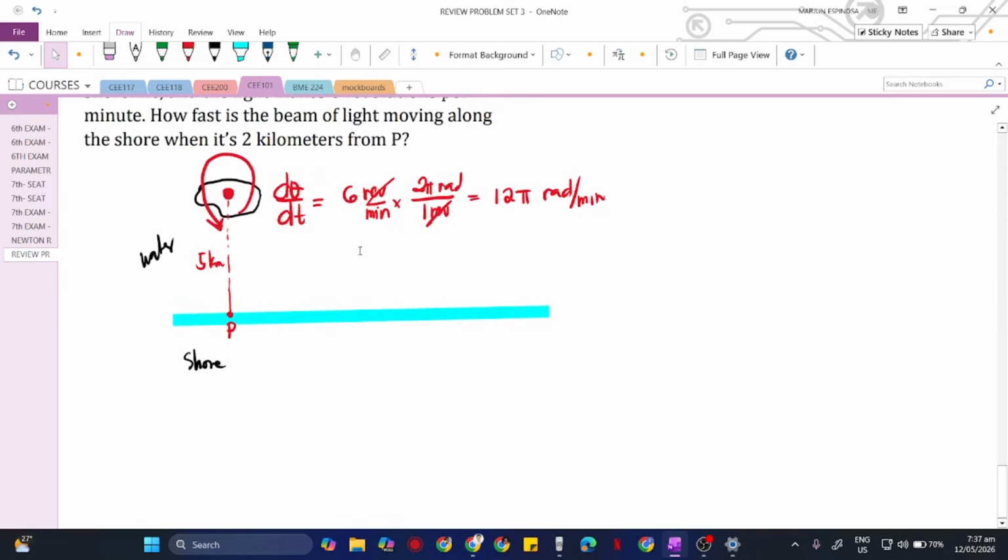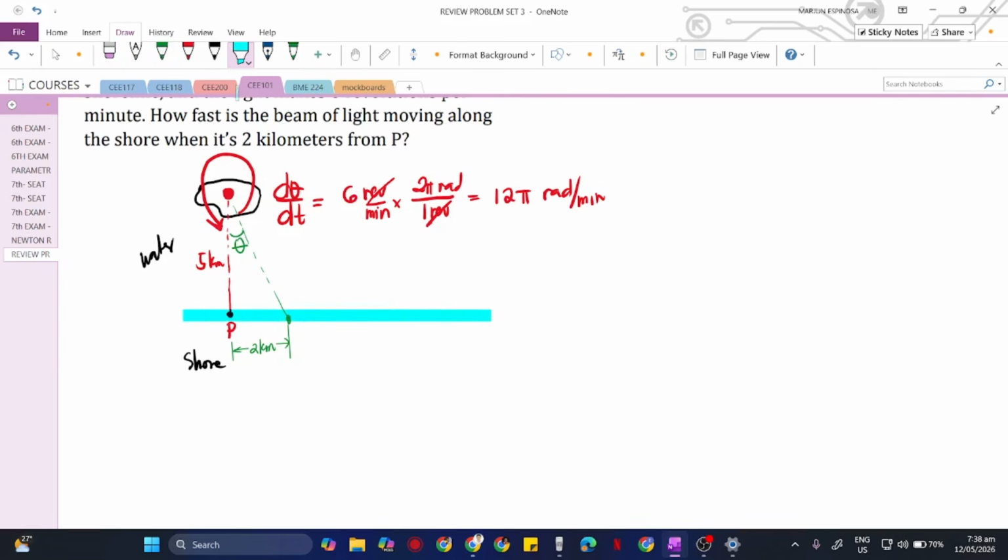And then, how fast is the beam of light moving along the shore when it is 2 kilometers from point P? So, at the instant that the light is here, it is said to be 2 kilometers away from point P. That is 2 kilometers away from point P. So, we will have an angle here. Let's make a straight shoreline.